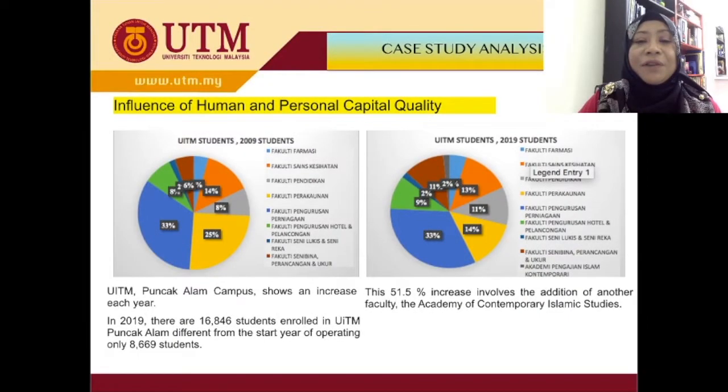In the influence of the human and capital quality, University UITM Puncak Alam has grown over the years. By 2019, there are 16,846 students enrolled in UITM, much different from the year they started operating with only 8,669 students. This increase of 51.5% involved additions in the number of faculties and a newly established faculty of Contemporary Islamic Studies.